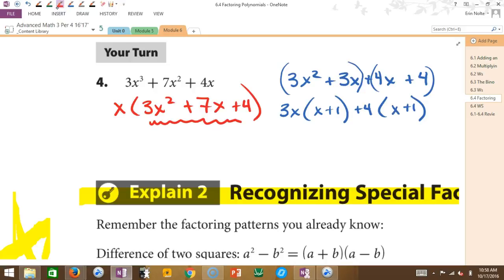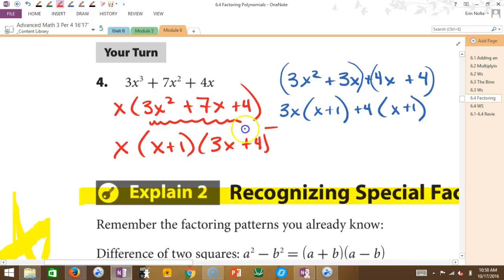Now notice there was a piece that was on the outside. What was that piece? The greatest common factor. You do not lose the greatest common factor. It drops down. Then I can write my factored version of that quadratic. So x plus 1 and 3x plus 4. The goal basically is to get to all linear factors. It won't always happen that you get to linear factors, but that's the goal.